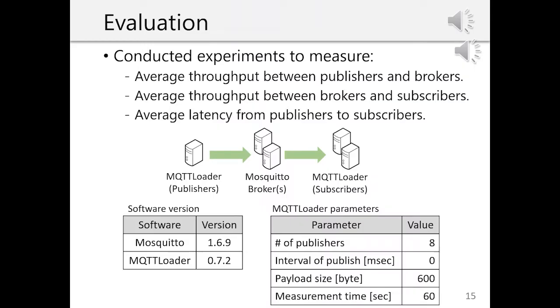To evaluate the proposed method, we conducted experiments. We measured average throughput between publishers and brokers, average throughput between brokers and subscribers, and average latency from publishers to subscribers. We used Mosquitto for brokers and MQTT Loader for publishers and subscribers. We set the number of publishers to 8. Each publisher sends out messages with no interval, where each message has a 600 bytes payload. Each measurement takes 60 seconds and is conducted 3 times repeatedly.